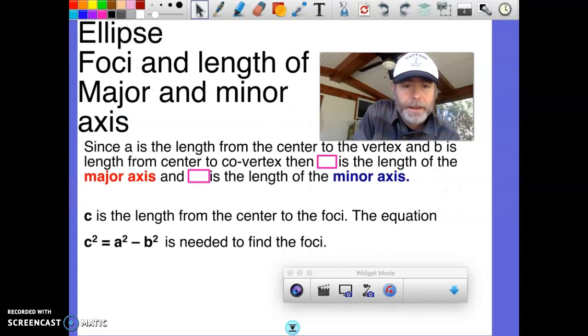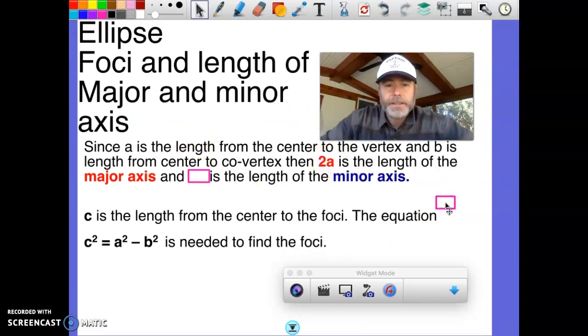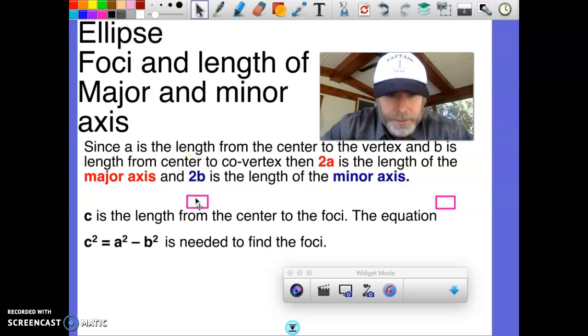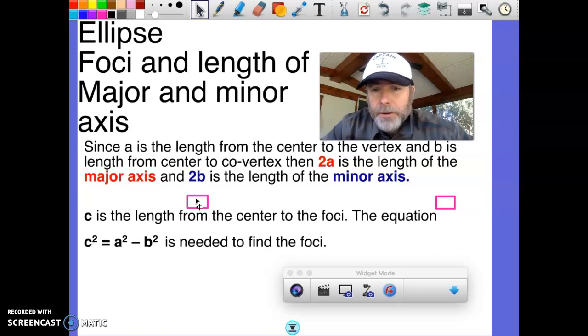All right, so enough of that. Let's go back to here. We want to make sure we remember if A is the distance from the center to the vertex, then 2A is the length of that axis. And if B, likewise, is the distance from the center to the co-vertex, then 2B is the length of the minor axis. How do we find the foci?